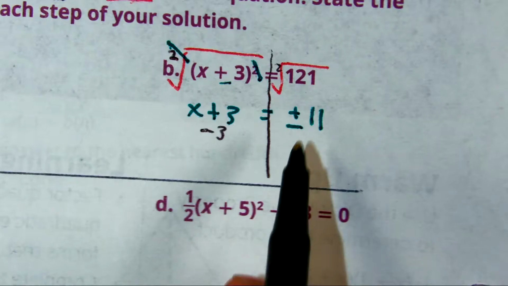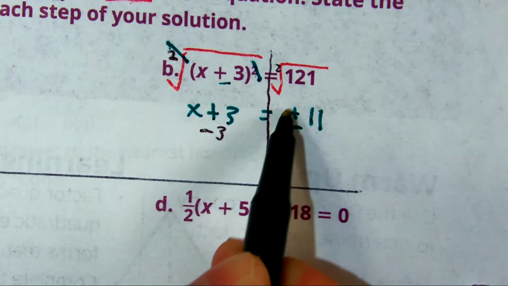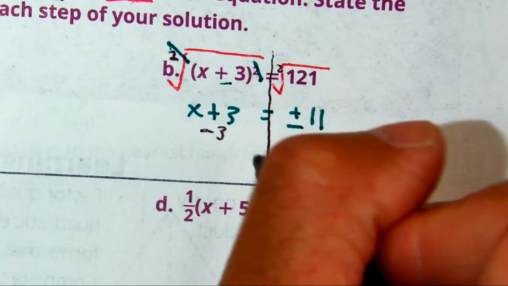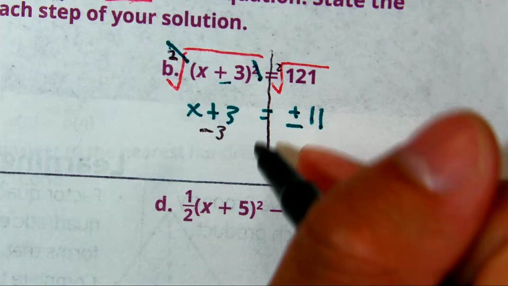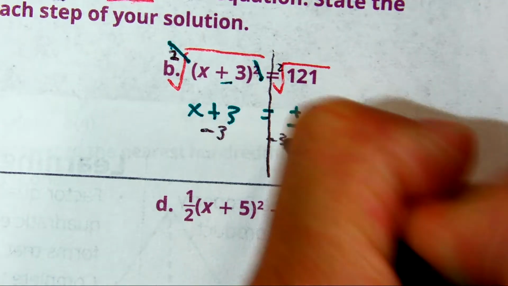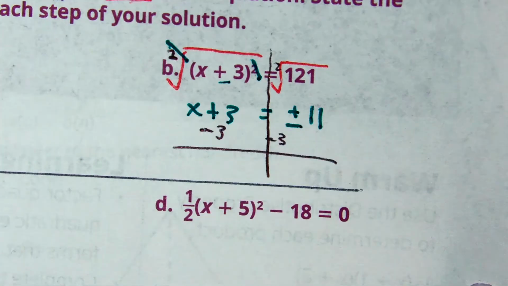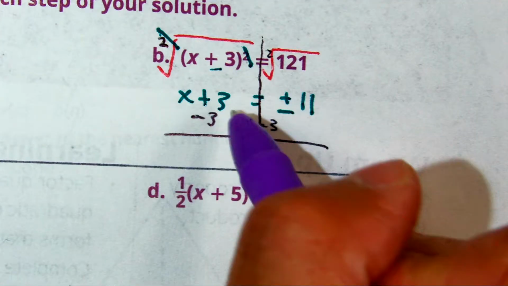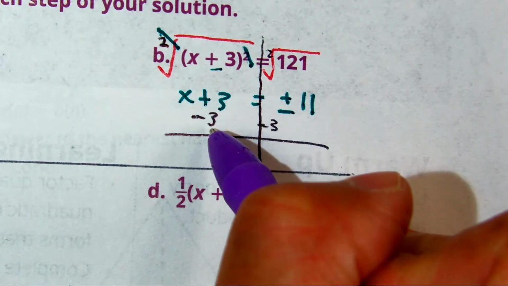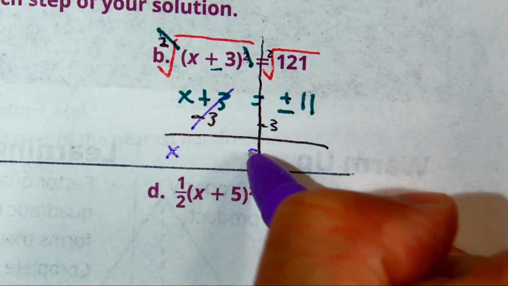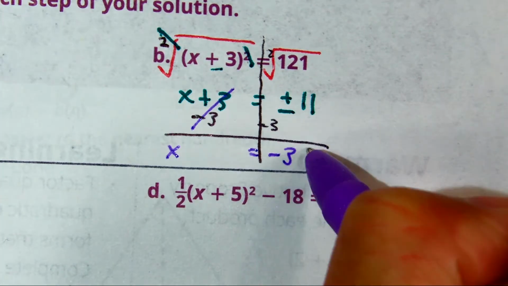Anytime you have a plus or minus here, and you need to move something else to it, you need to move it to the left of the plus or minus. Which side, class? The left of the plus or minus. So it's kind of like squeezed right in there. When I cancel the 3 and the negative 3, that equals what number? 0. So we're left with x equals negative 3 plus or minus 11.